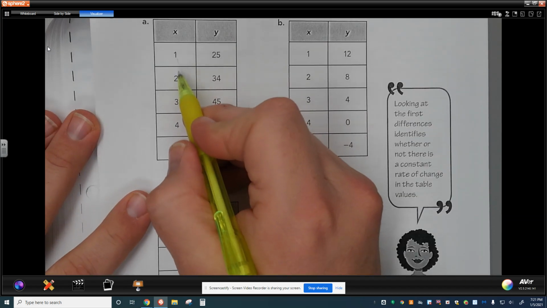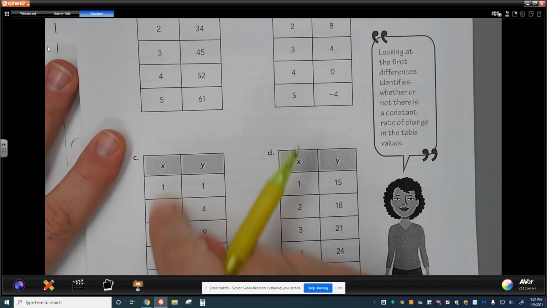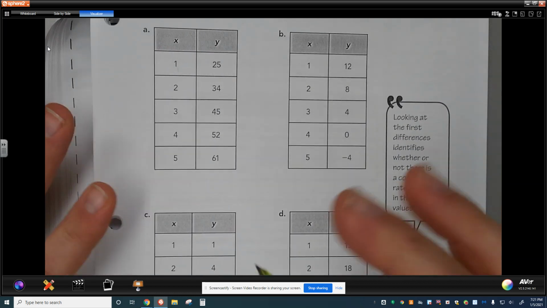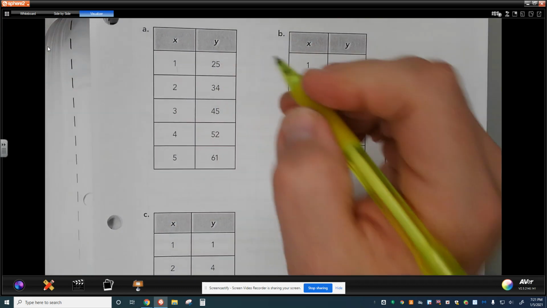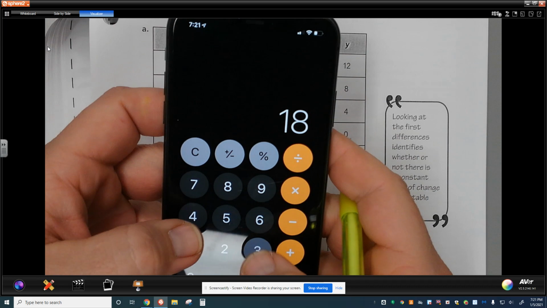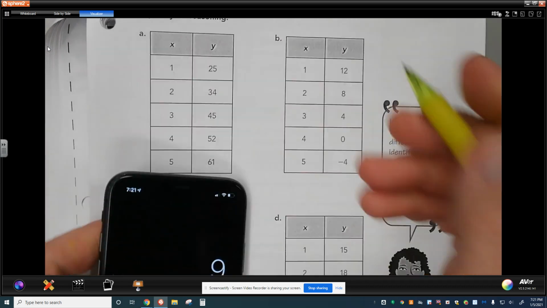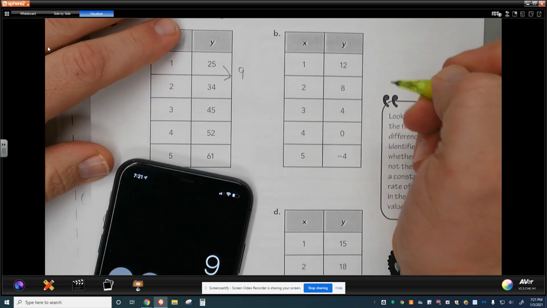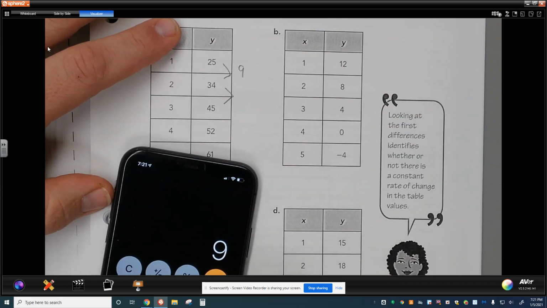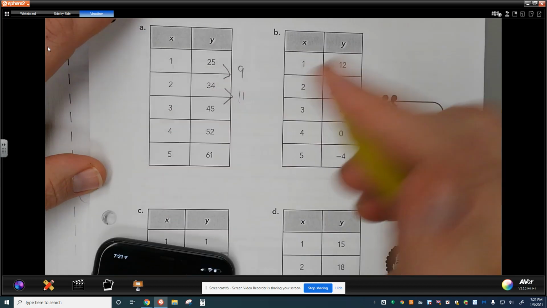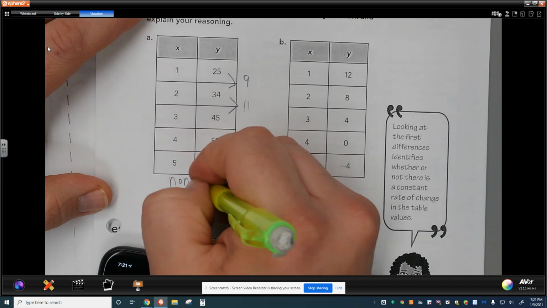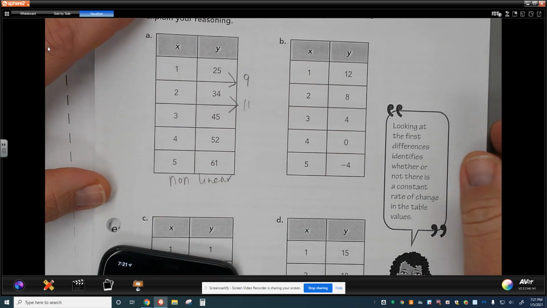These are consecutive integers, 1, 2, 3, 4, 5. You notice that we have 1, 2, 3, 4, 5 all the way through. So that means that these values of y also have to correspond with that. 25 to 34, we're going to go 34 minus 25 is 9. So that change here is 9. 34 to 45, 45 minus 34 is 11. Oh, that's already different. And because that's already different, that means that this is non-linear. It also means that it's not proportional.